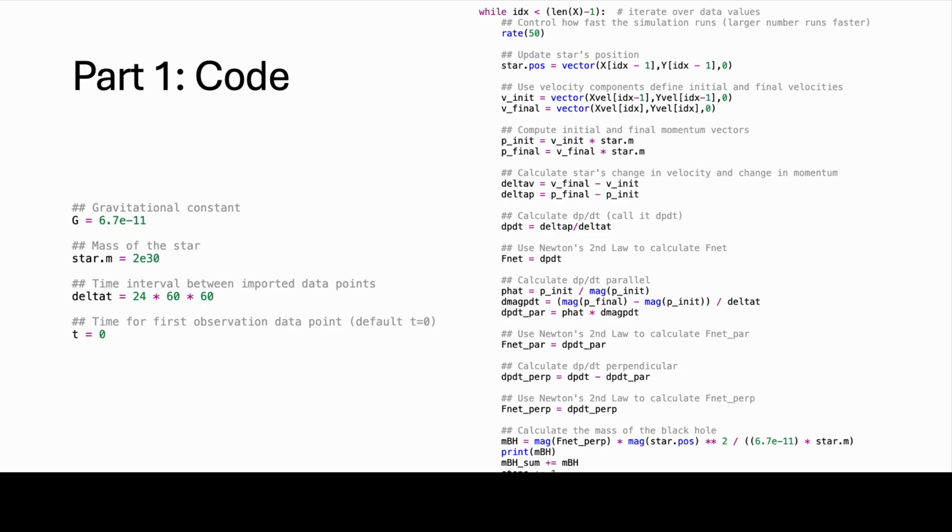First, we set the initial conditions for a simulation: the gravitational constant, mass of the star, time steps, and the starting time. Next, the iterative steps of a simulation. First, we set the star's position, then we find the initial and final velocity of our current step. Then, we can calculate the initial and final momentum vectors, and the change in velocity and momentum. After that, we can calculate the change in momentum over time, which is identical to the force. We can then use this information to calculate the perpendicular and parallel components of the net force. Finally, we can calculate the black hole's mass using the gravitational force formula.